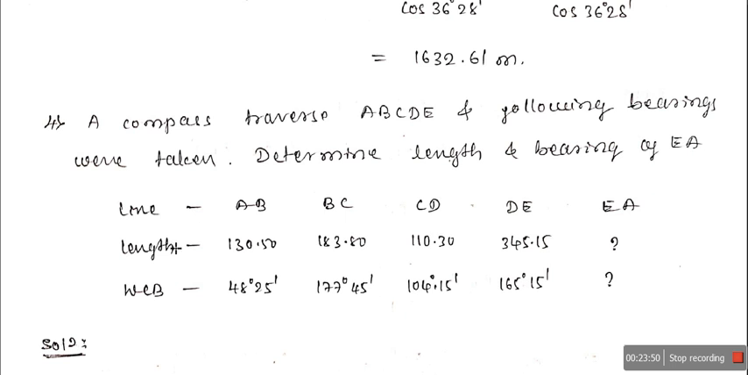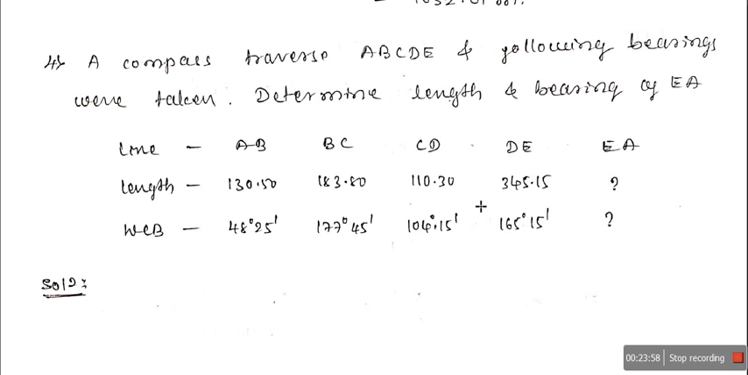One more example here. Here they have given 5 sides, and the missing quantities are for EA. So you have to practice this one.